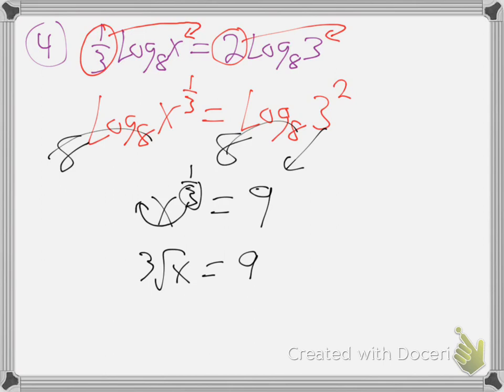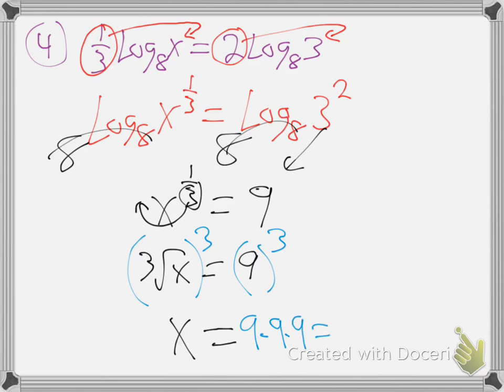And so how do you turn cube root of x into just normal x? To the 3rd power. What do you do to one side? Got to do the other. Does that make sense? To get rid of a cube root, 3rd power. So that'd be 9 times 9 times 9, which is 81 times 9. 729. We good with that? That okay?